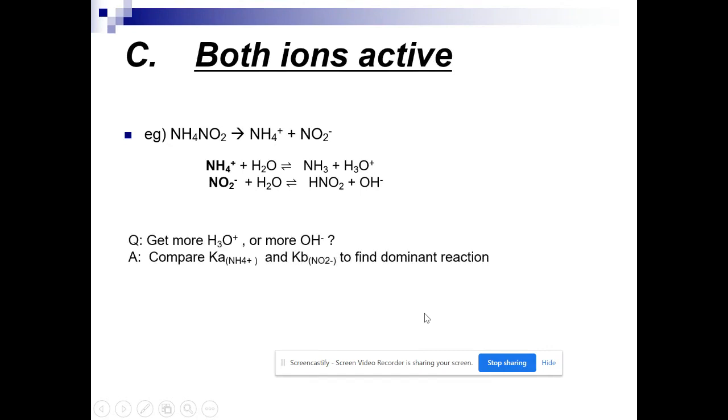All right, so now we're going to have both ions active. So we've got NH4NO2. We throw it in the water, and the water breaks it apart. It's going to be NH4+ and our NO2-.